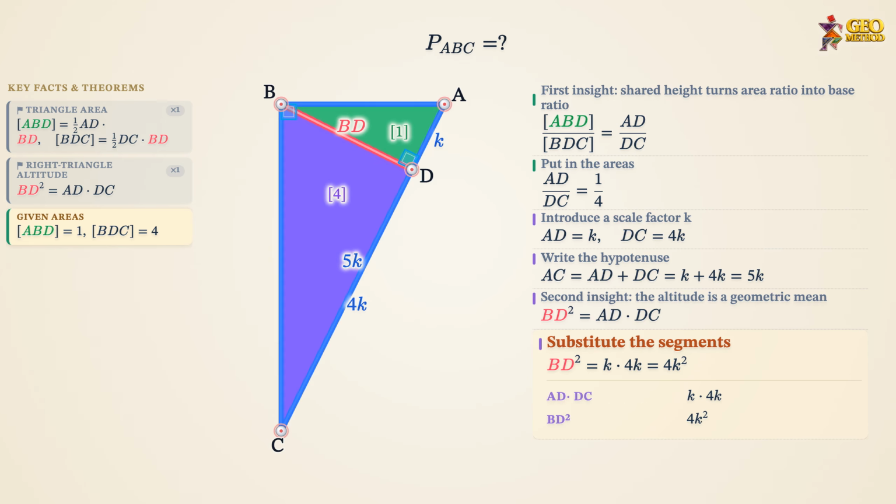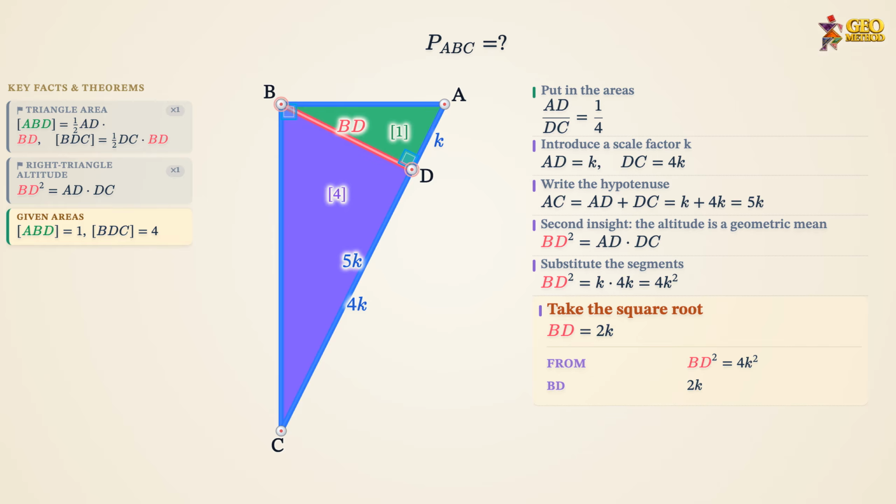Substitute our lengths into that rule. Segment AD times segment DC is K times 4K, which is 4K squared. So segment BD squared equals 4K squared. Take the positive square root, since a length can never be negative. Segment BD equals 2K. Now, every segment in the picture is written in terms of the single unknown K.